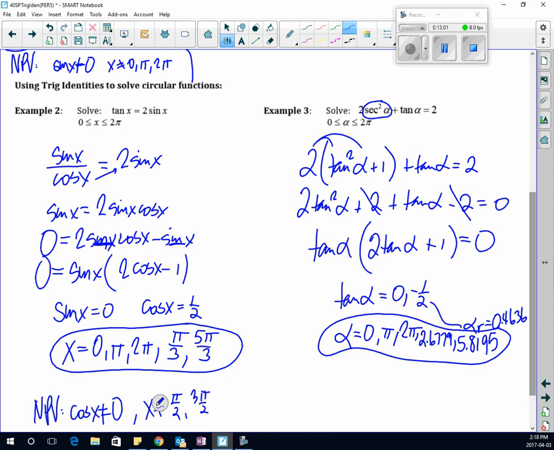I'm truncating at 4 decimals, yeah. It's correct to 3. There is a non-permissible value that we should probably be doing at the beginning. So what's the non-permissible?